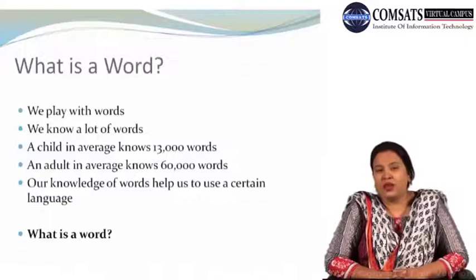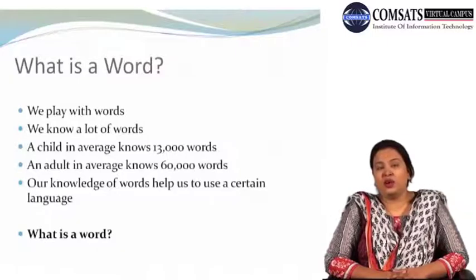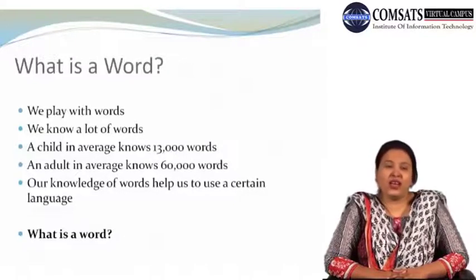We play with words when we talk. Yes, we arrange these words in certain grammatical patterns to make sentences, but still they are words. We make use of words, we play with words, we know a lot of words. According to research, a child has a word limit of around 13,000 words. A child knows around 13,000 words, whereas an adult can know around 60,000 words.